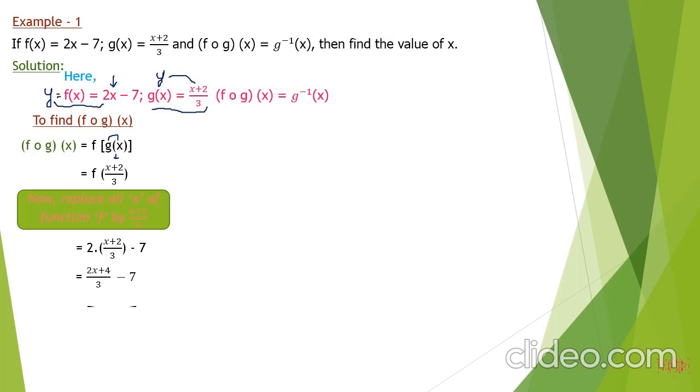We have to take the LCM because it's a fraction. It's 7 by 1 here, right here. So our LCM will be 3, and this 3 goes and multiplies with 7.